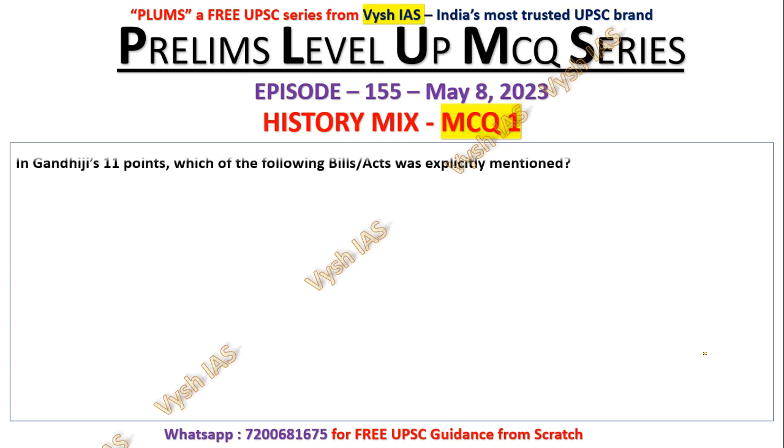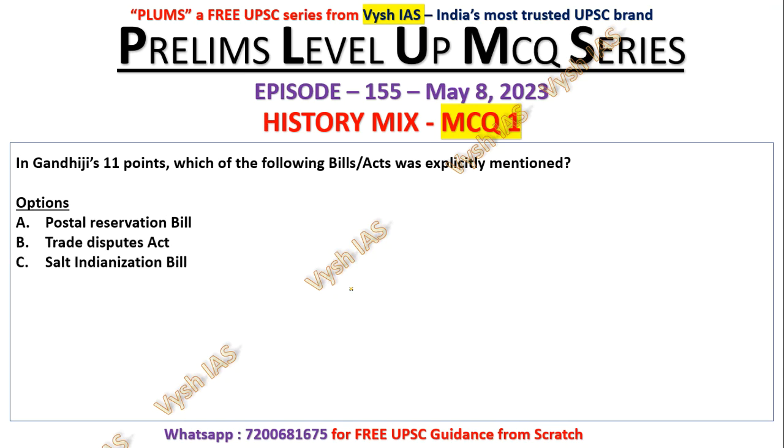Now question number 1, history. In Gandhiji's 11 points, which one of the following bills or acts are explicitly mentioned? Postal Reservation Bill, Trade Disputes Act, Salt Indianization Bill, Public Safety Bill.